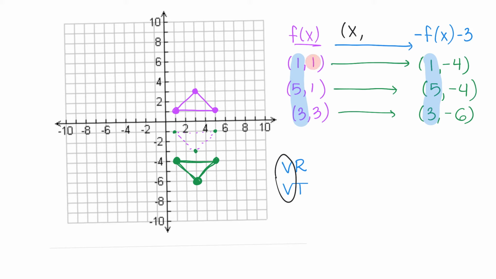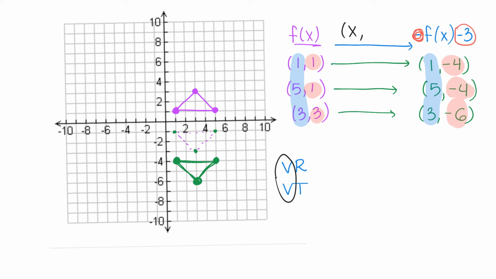So my y's went from 1 to negative 4. Mathematically, how do you go from 1 to negative 4? You subtract 5. This went from 1 to negative 4. Subtract 5. This went from 3 to negative 6. Interesting. It doesn't work anymore. So I needed maybe a new plan. What happened here? Well, what really happened is you multiplied by negative and then you subtracted 3.